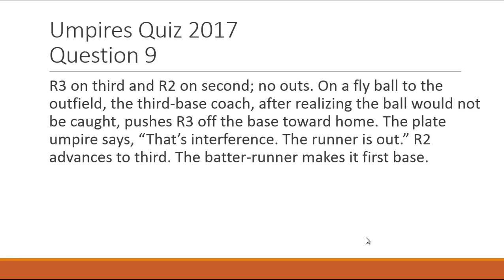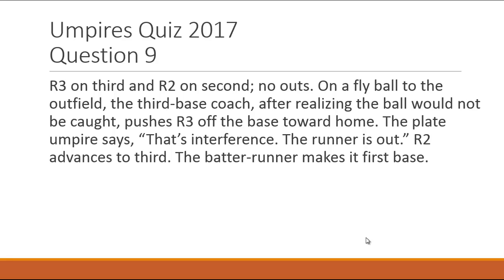So now, 9. There's only 10 questions, by the way. 9 is runner on third, runner on second, no outs. Fly ball to the outfield. The third base coach, after realizing the ball would not be caught, pushes R3 off the base towards home. The plate umpire says, that's interference, the runner is out. The runner on second advances to third, and the batter runner makes it to first base.